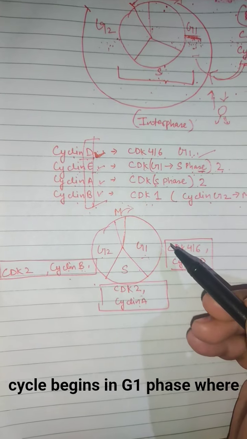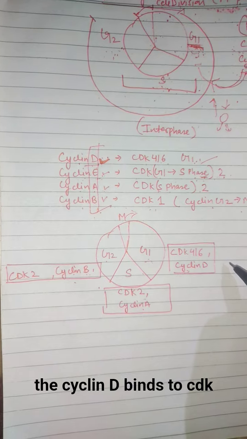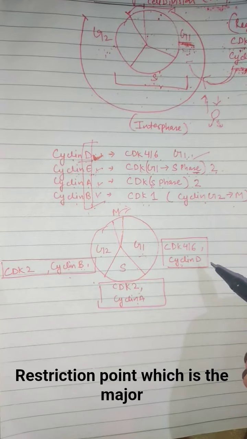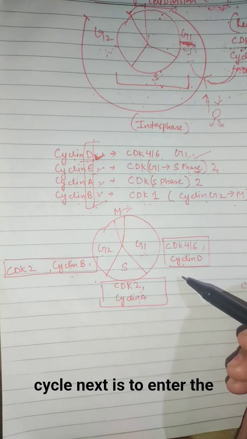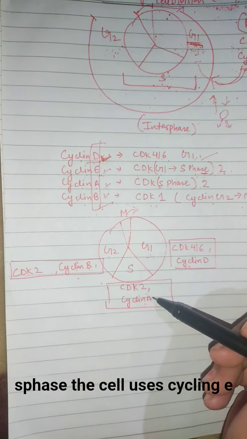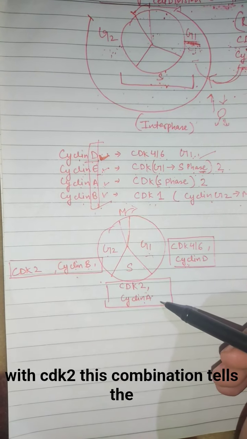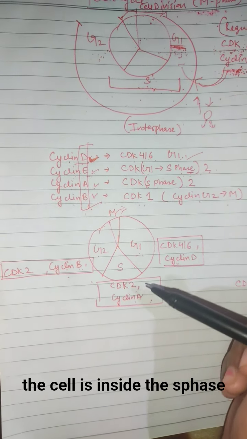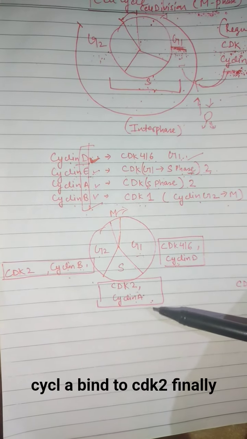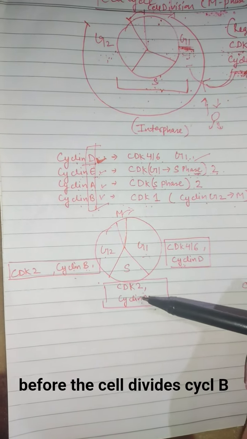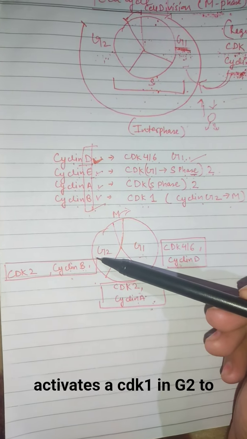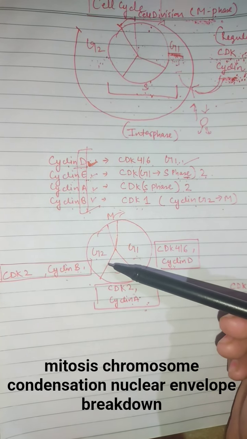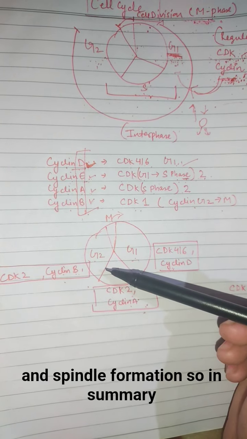The cycle begins in the G1 phase, where cyclin D binds to CDK4 and 6. This pair helps the cell grow and pass the restriction point, which is the major decision step to continue the cell cycle. Next, to enter the S phase, the cell uses cyclin E with CDK2. This combination tells the cell to now start DNA replication. Once the cell is inside the S phase, cyclin A binds to CDK2. Finally, before the cell divides, cyclin B activates CDK1 in the G2 to M transition. This powerful complex triggers mitosis, chromosome condensation, nuclear envelope breakdown and spindle formation.